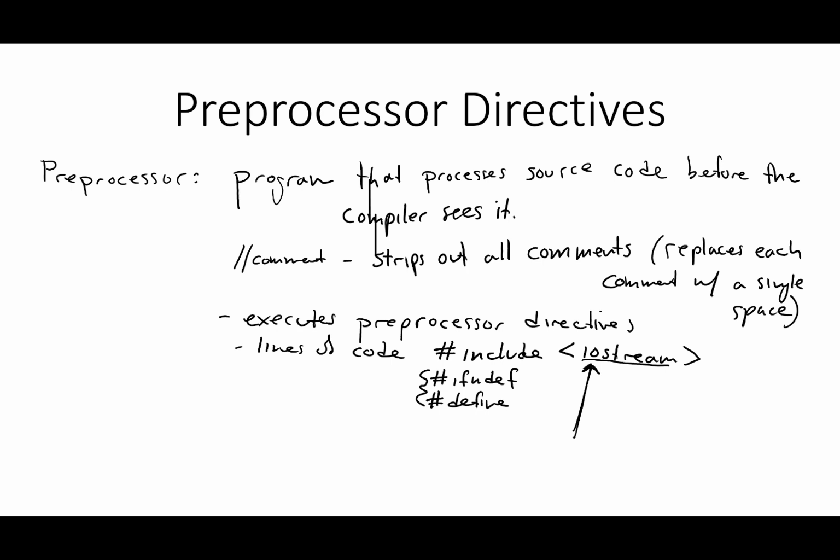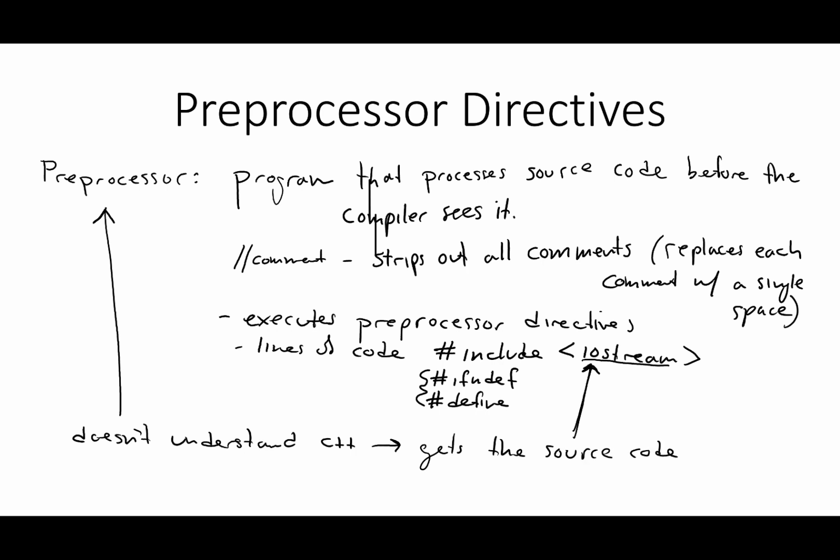Basically, the preprocessor doesn't understand C++. All it does is get the source code ready for the compiler. So I'm just going to say that the preprocessor doesn't understand C++. It just gets the source code, your CPP file, ready for the compiler. And then it's the compiler that understands C++.